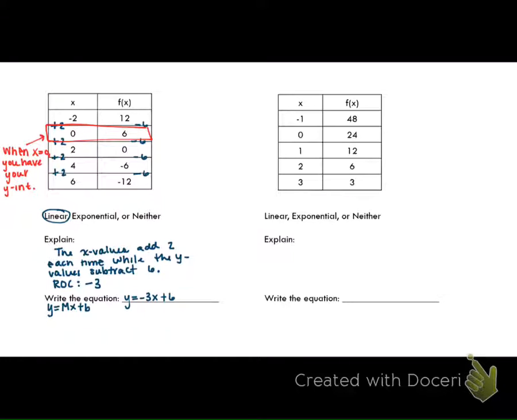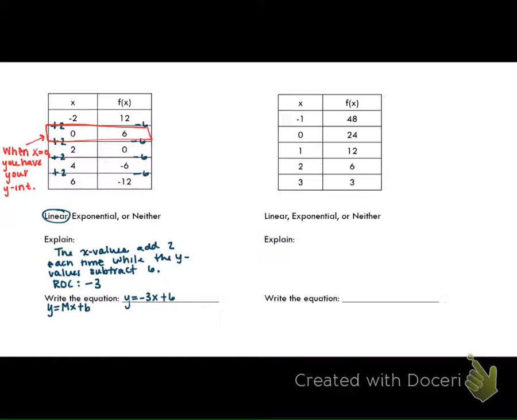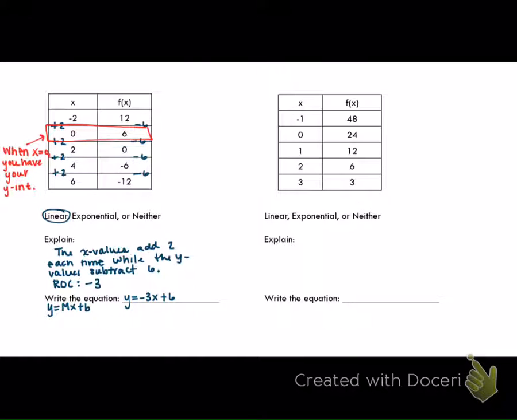So even if a problem doesn't ask you if it's linear, exponential, or neither, you should always be thinking that question. And as we add more functions, you're going to be asking that question more. You'll have 4 functions going into the EOC. So you'll ask yourself, which one of these functions is it? How do I write that equation?